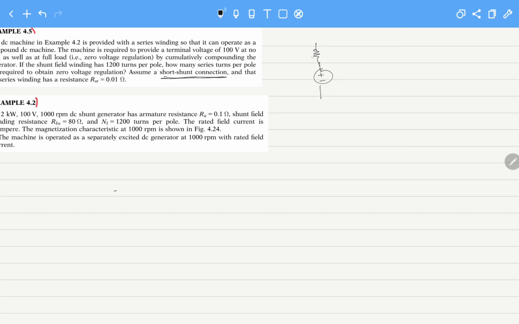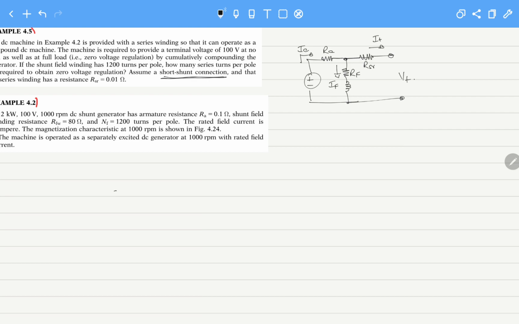Short shunt connection means that this is, for example, the armature of the machine. Short shunt means that the shunt is at a shorter distance, then we have the series winding, and then we have the terminal. So here the current IT is flowing, the voltage is VT, this is our series, this is our field, this is our armature. Now the current IA is flowing, this is IF, and this is IT.